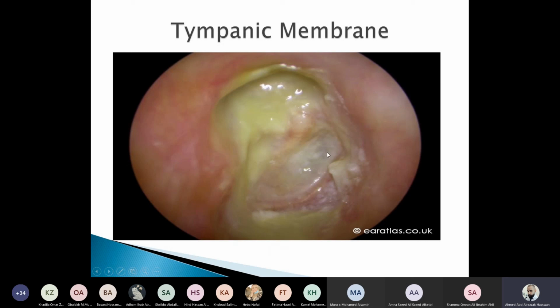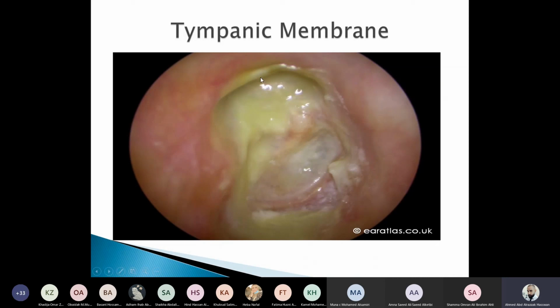Can we appreciate the handle of the malleus and the cone of light? Can you see them? No, thank you, Fatma. So we cannot see them. First of all, let's comment. The handle maybe it's this one, but it's actually unclear, okay? So we cannot appreciate the normal features of the tympanic membrane.